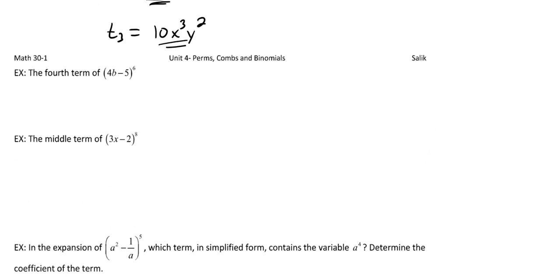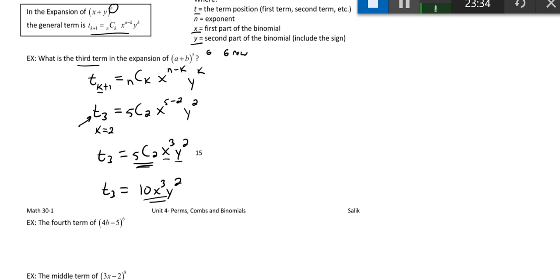All right, the 4th term of this one. Okay, so 4th term. Okay, so for this one, we're going to say, all right, so T4 is what I'm after, which would make k 3, right? So I'm just taking care of that right now in that equation. Okay, so now that is equal to, and then NCK, so that's going to be 6C3 for this one, and then times x, but careful in this one, so our x value in this case is going to be 4b, right?